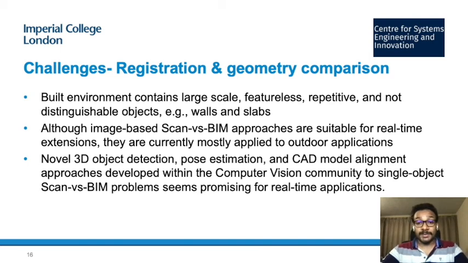Applying novel 3D object detection, pose estimation, and model alignment approaches from the computer vision community to single object scan versus BIM problems seems promising. However, these have only been tested on small sets of small-scale objects. But with the large-scale, featureless, repetitive objects in building information models, there might be problems that come up when we try to apply these methods.